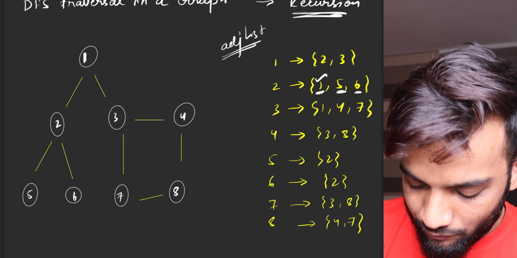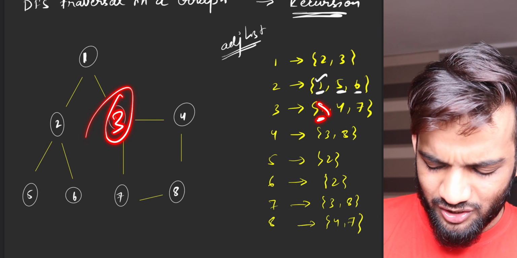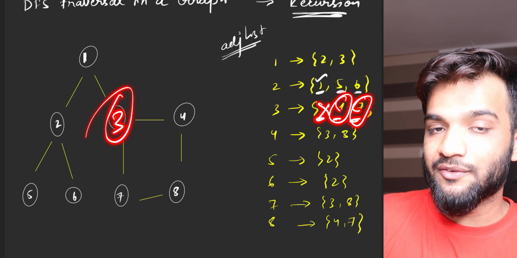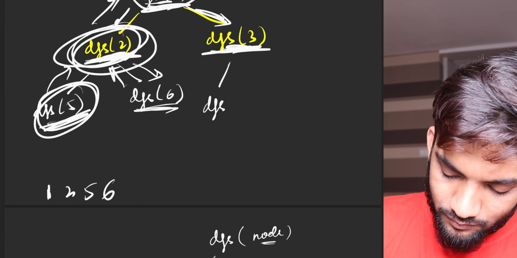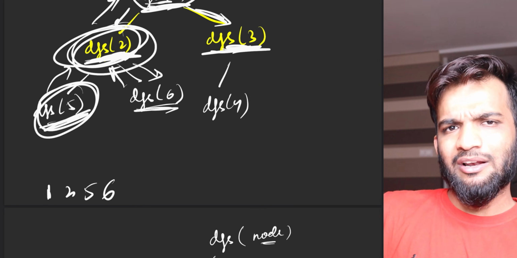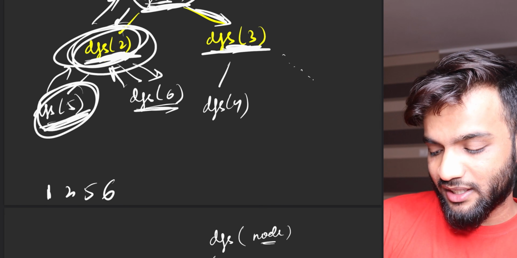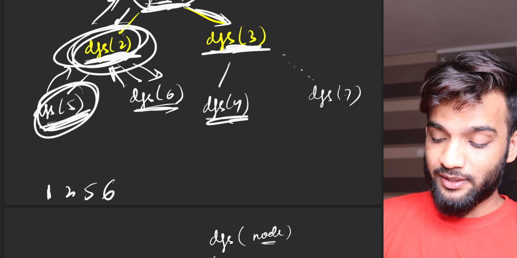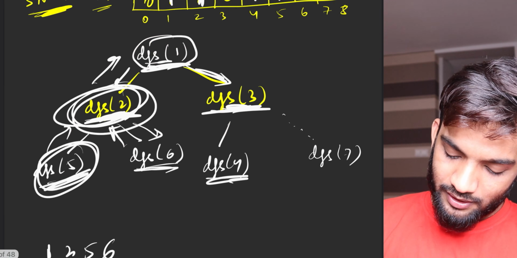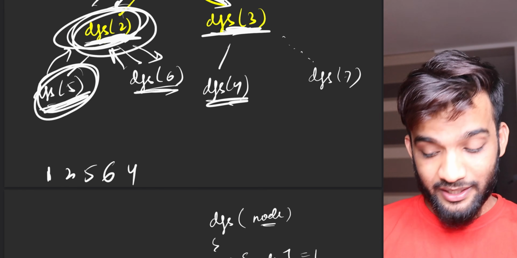Okay, so for 3, who are the neighbors? 1, no. 4 and 7. First we go to 4. Perfect. Then we will think, shall we go to 7 or not? We are not sure as of now. But DFS of 4 is sure. Let's go to 4. Mark it visited. Perfect. Now let's go to 4.